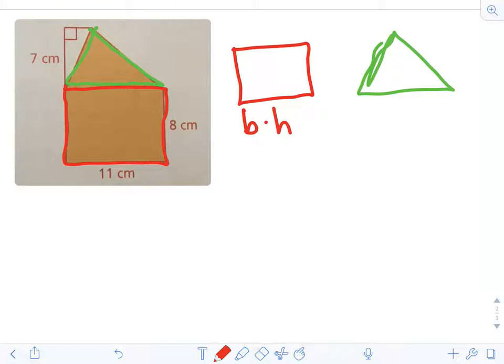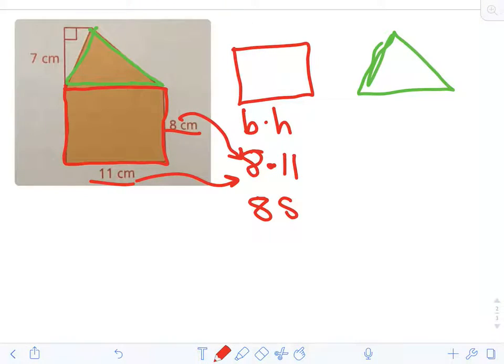Now it gives you the measurements in the problem. You don't even have to count anymore. So that becomes 8 times 11, and 8 times 11 is 88. So we already know the area of this red rectangle.